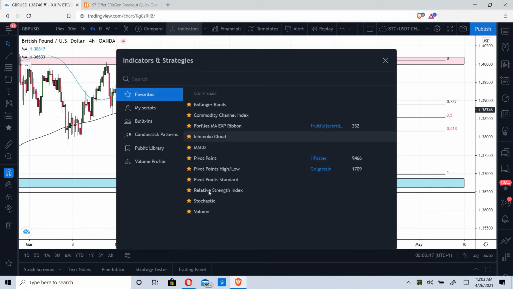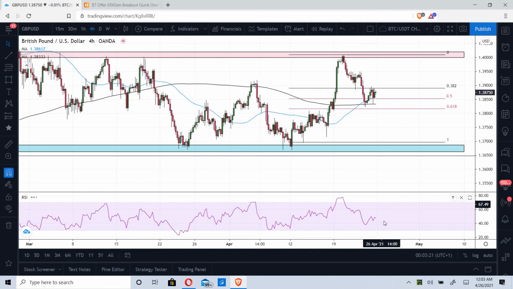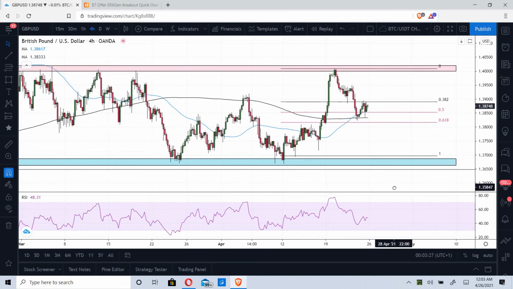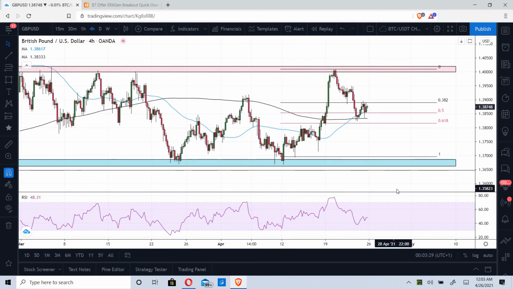So let's also see what our RSI is doing, the relative strength index. At this point, our RSI is at the buy zone. So what we should be looking for in this market is a buy opportunity. We can buy this market up to this point.